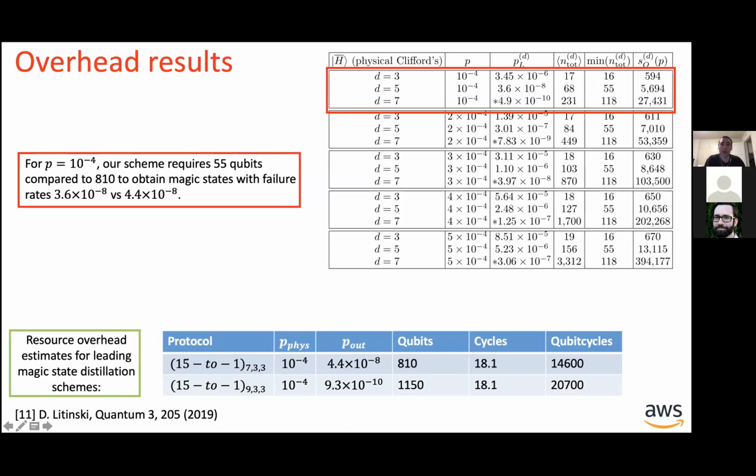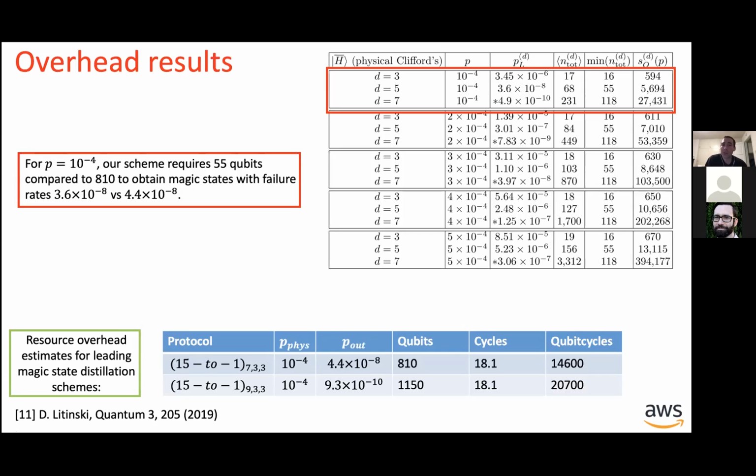So let me start by showing you results. Here, the goal is to say, look, let's say that our failure rates are on the order of 10^-4. For most practical purposes, for most of the algorithms of interest, we want magic states with failure rates of at most 10^-8. And if we get magic states with failure rates of 10^-10, that would be even better for a lot of the interesting algorithms.